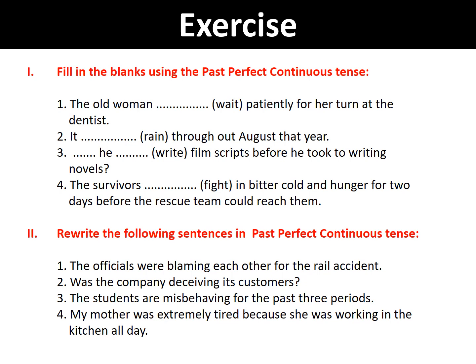Now students, I hope you would have understood the rules, and here is the exercise. So question 1, fill in the blanks using the past perfect continuous tense. So here you have to fill had been plus first form of verb plus ing. Question number 2 is rewrite the following sentences in past perfect continuous tense. So using the rules of past perfect continuous tense, you have to convert the given statements into this tense.